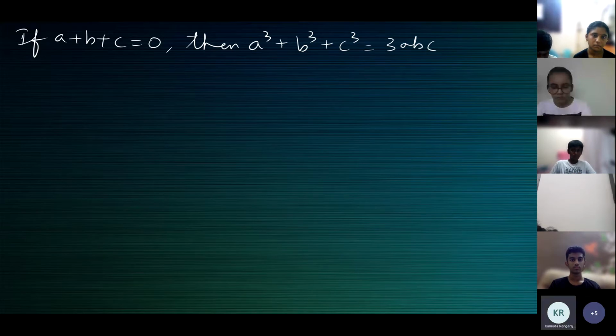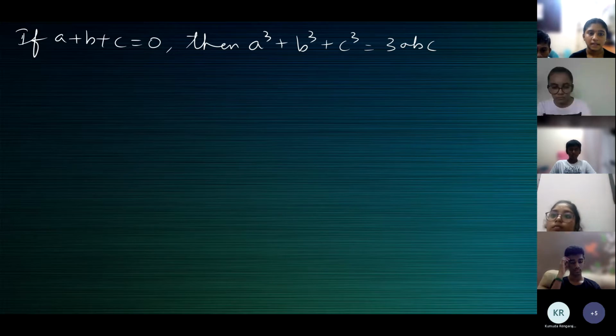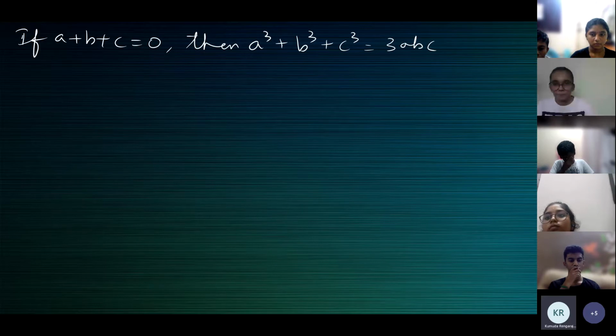Okay. Now, you want to know how this identity is derived? Yes, ma'am. There are two ways actually. Maybe I'll do the second one, which is not in the video. I don't remember what was in the video.